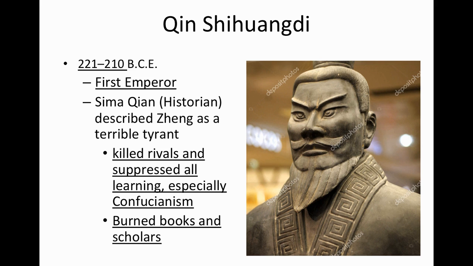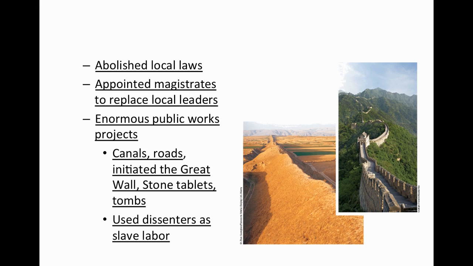All right, Qin Shi Huangdi, the famous Qin ruler. He was oppressive, killed rivals and anyone who opposed him, and was obviously not a supporter of Confucianism. Legalism doesn't really go well with Confucianism; they were contrasting philosophies. So during his rule Confucianism is not going to be a central governing philosophy. He abolished local laws. Local leaders had less power under the Qin. He would appoint a magistrate to govern those smaller regions.